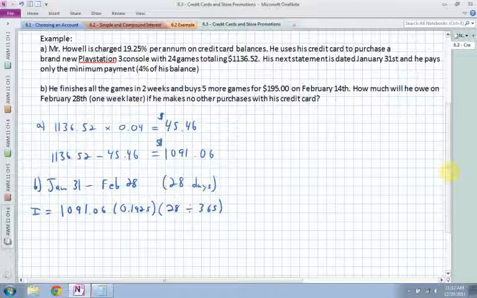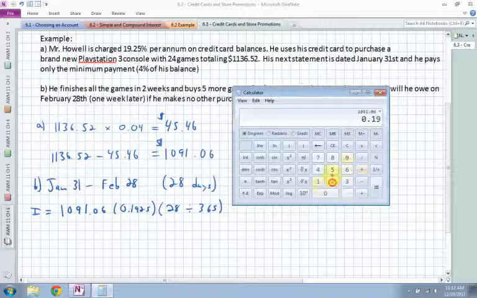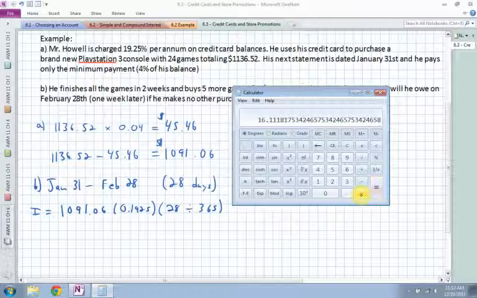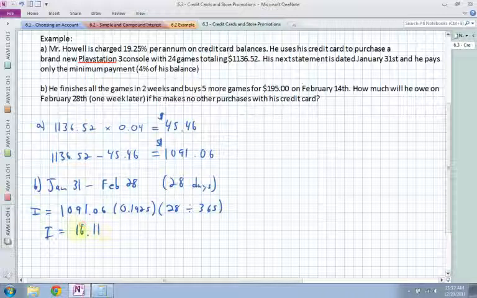So there's the amount of interest he's going to get charged on the full amount, which is that there, times the 0.1925, times the 28 divided by 365, and we get roughly $16.11. So the amount of interest is going to be $16.11 for his interest on the PlayStation 3.